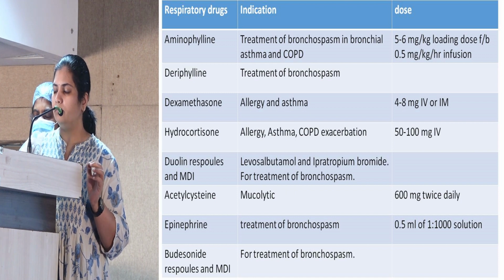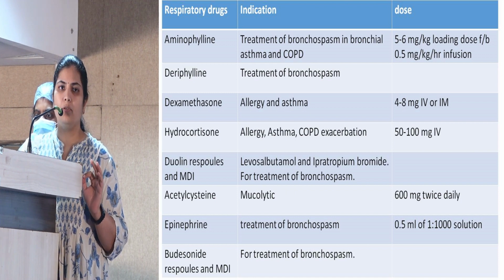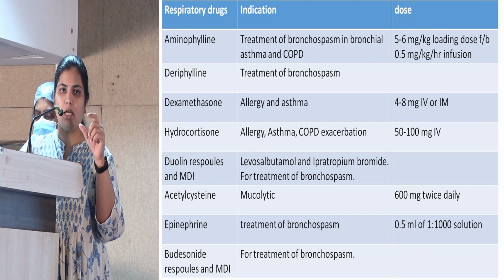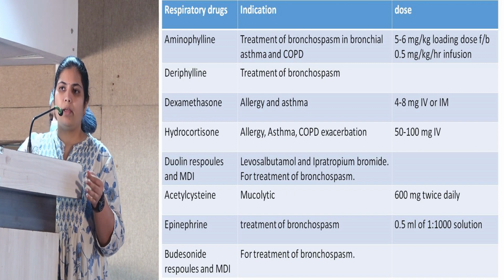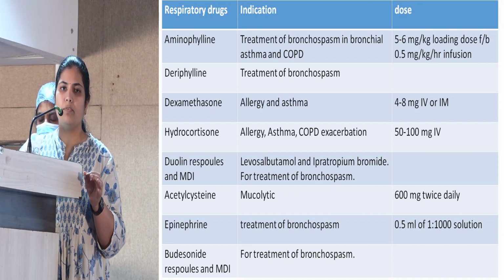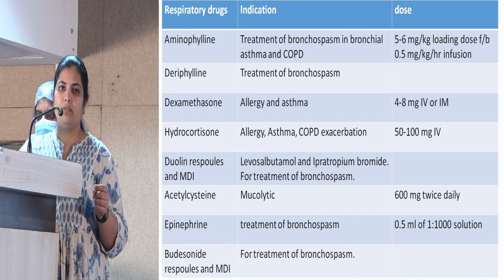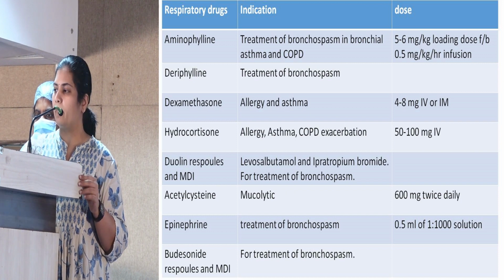So cortisone, 1 vial contains 100 mg. So we have to dilute it with 3 or 5 ml normal saline, and we have to give it slowly over 5 minutes. If we give it suddenly, it will cause hypotension.